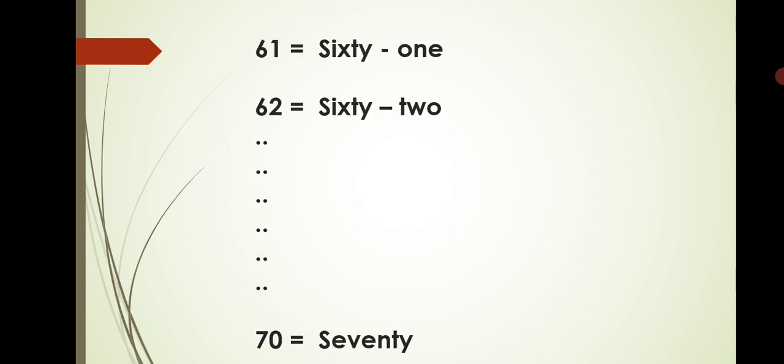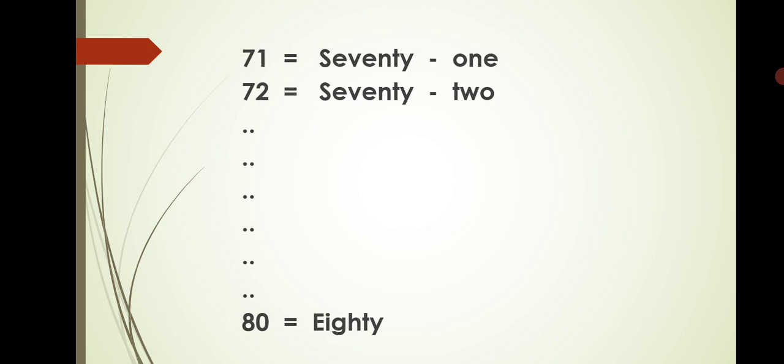Then 61, 62, similarly 63, 64, 65, 66, 67, 68, 69 and then 70. 71, learn the spelling of 70 and write the other 1, 2, 3, 4, 5, 6, 7, 8, 9. 79, then 80.